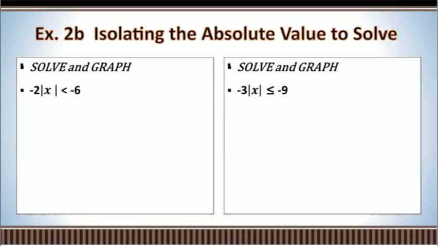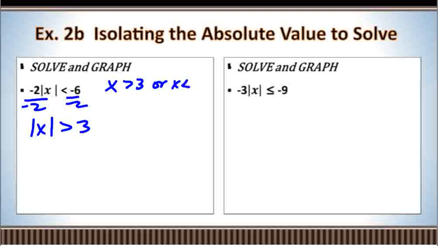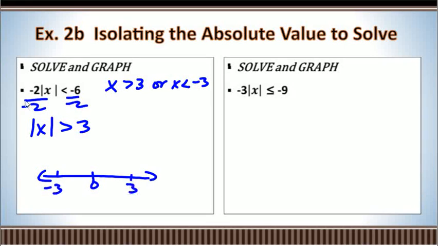Next, get absolute value of x by itself, so I divide by negative 2. Because I'm dividing by a negative number, I need to flip the symbol, so now it's greater than 3. Because it's greater than, it's an or, so I have x is greater than 3, or x is less than a negative 3. And my number line, 0 in the middle, negative 3 to the left, 3 to the right.